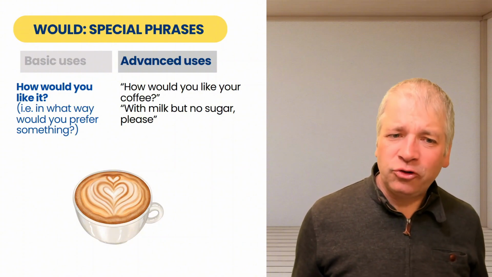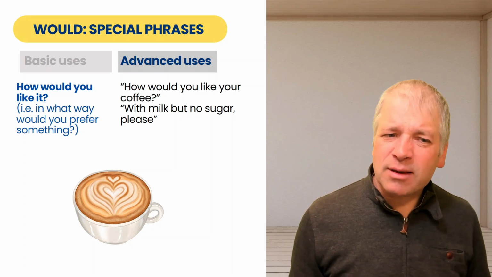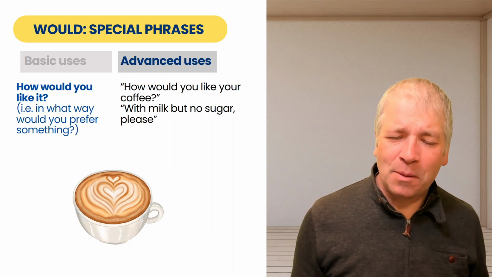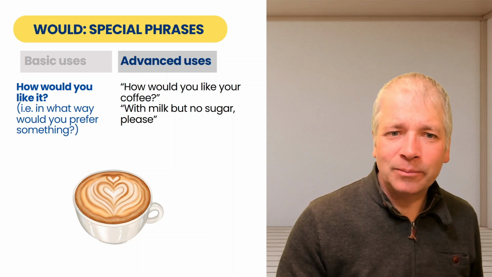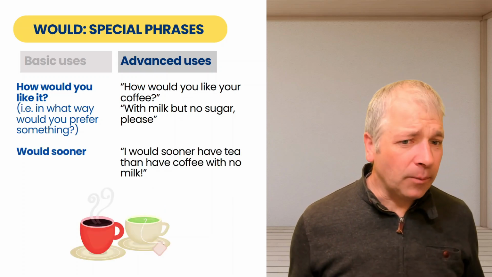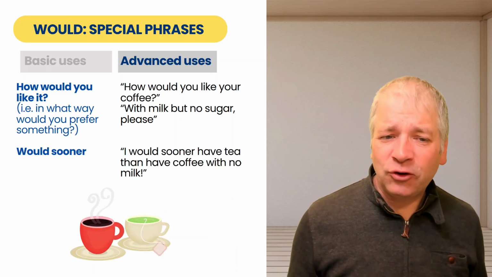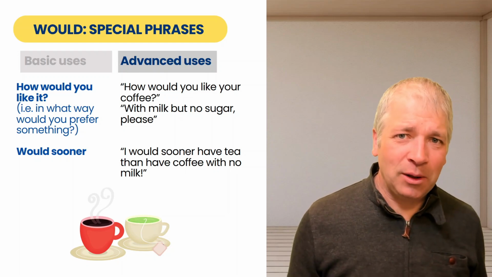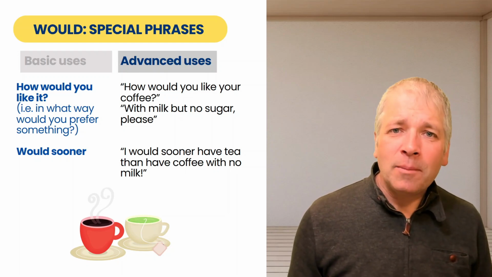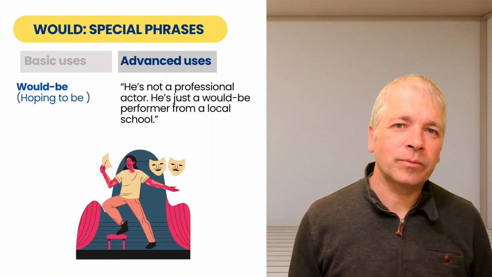How would you like your coffee? With milk but no sugar, please. This means, in what way would you prefer something? How would you like? And would sooner. I would sooner have tea than have coffee with no milk. Would sooner means I prefer.